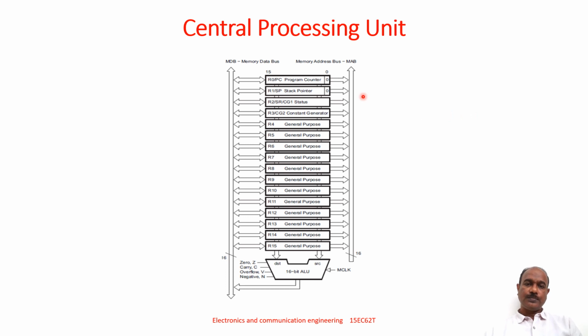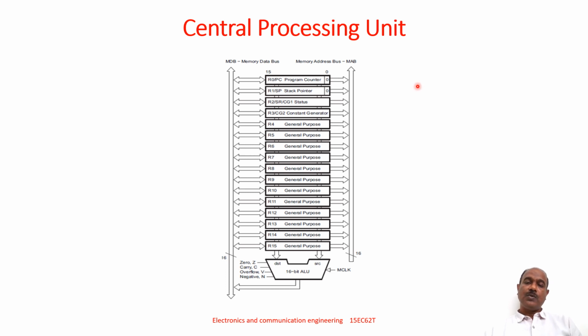Here the first top 4 registers, R0, R1, R2, R3, are used for some special functions. As you can see here, the R0 register is used as the program counter. So what is the function of this program counter? As you know, when we write a program for any microcontroller, for example for the MSP430 microcontroller, the instructions will be stored in the memory.